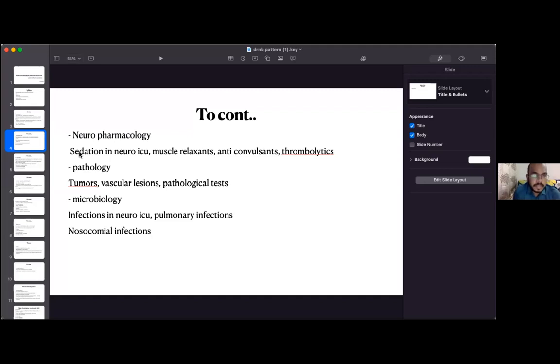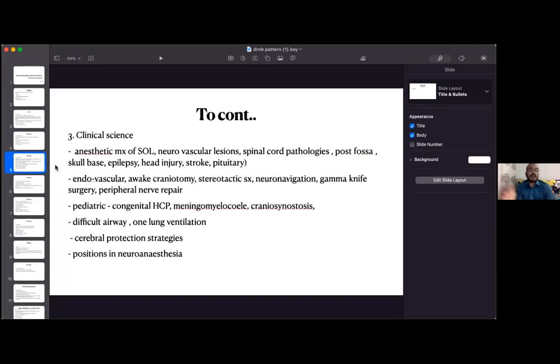Then topics like sedation in neuro ICU, the usage of muscle relaxants in neuro ICU, and the role of anticonvulsants are all expected to be asked. Then microbiology and infections in neuro ICU, including pulmonary infections, nosocomial infections, and meningitis, which is one more important topic you should know. Then coming to the clinical sciences, our 3 papers do not follow any division of syllabus per se.